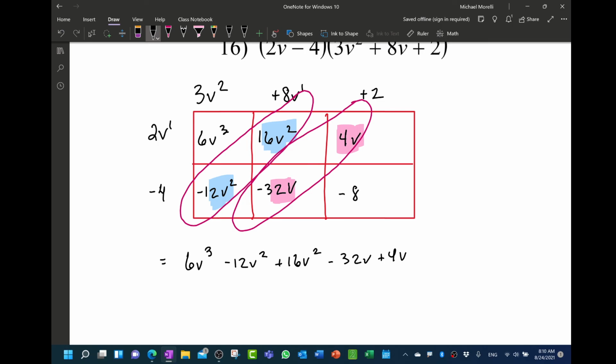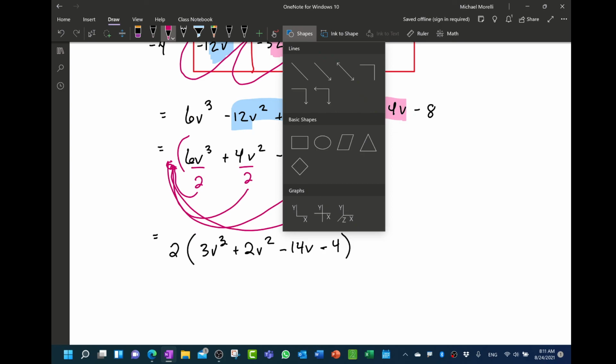So this is going to be equal to, open parentheses, and what's 6 divided by 2? So we got 3v cubed, and then 4 divided by 2 is 2, and it's plus 2v squared. 28 divided by 2 is 14, so it's minus 14v, and then negative 8 divided by 2 is minus 4. Close the parentheses off. And so that would be the final answer on that one.